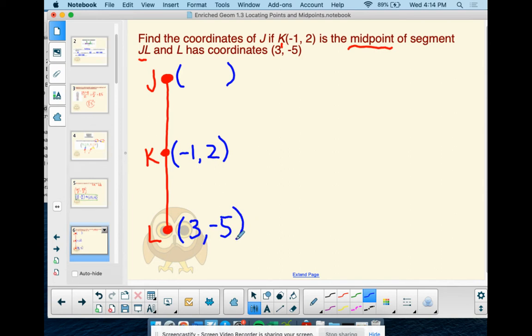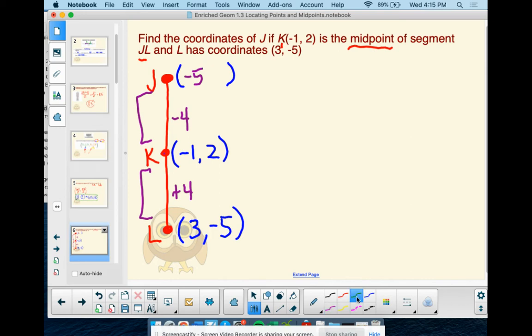Folks, remember now, don't overcomplicate this. This distance has to be the same as that, because K is my midpoint. So what I like to do is see how far away these are. How far away is -1 to 3? Well, from -1 to 3, I have to add 4. So now I have to go 4 the other way to get to J. If I add 4 to -1, I'm going to end up at 3, so I'm going to want to subtract 4. What's -1 minus 4? It's -5. So we just found our x coordinate.